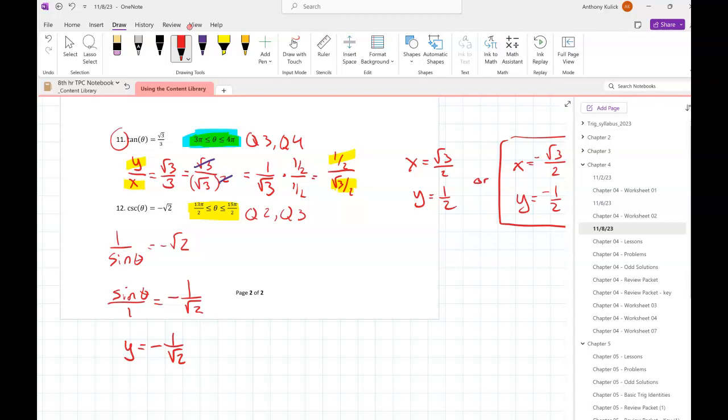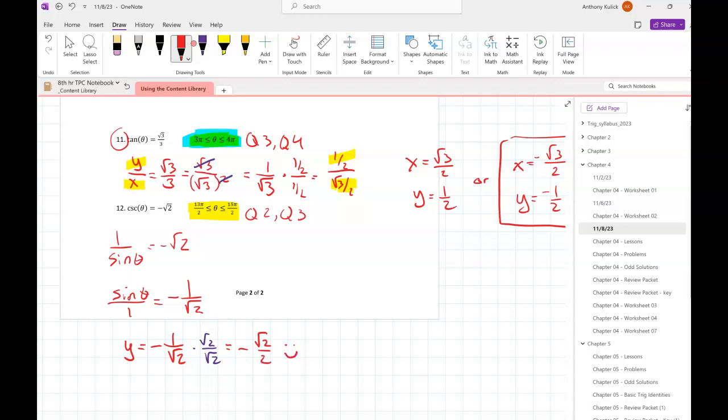There's a radical in the denominator. We never write our fractions that way. What should we do to fix that? Yeah, we'll multiply the top and bottom by square root 2.